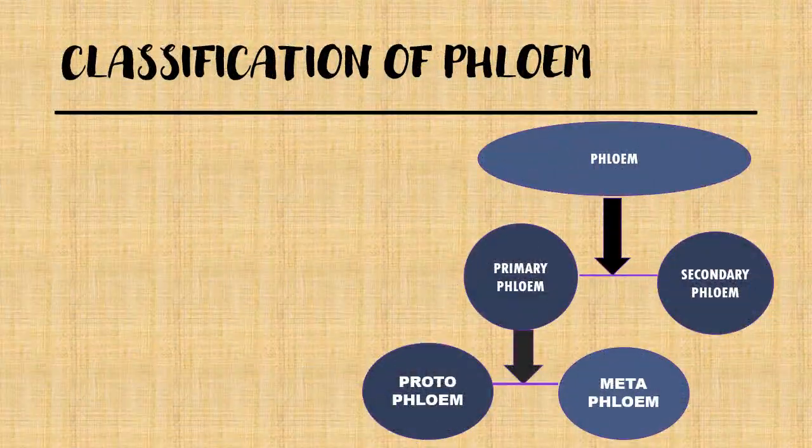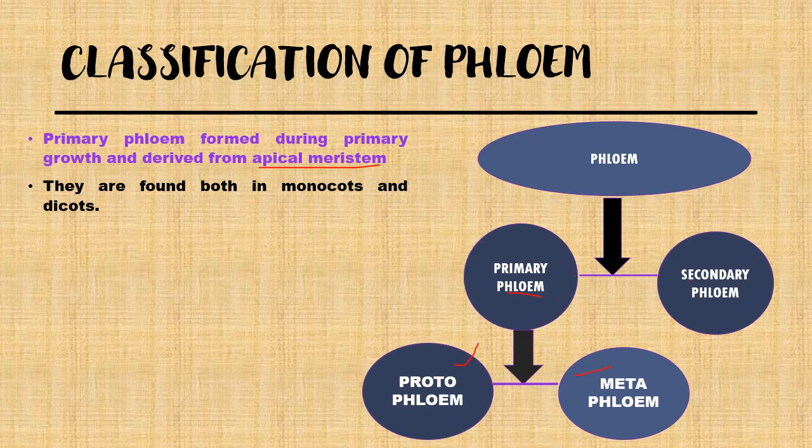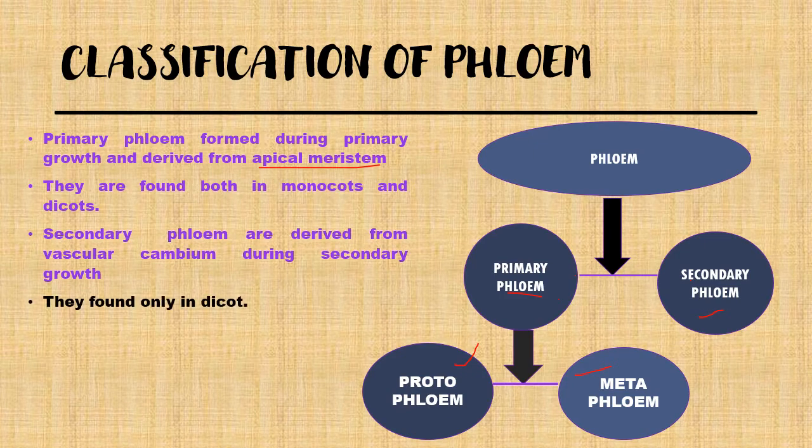Classification of phloem. Phloem is classified into primary phloem and secondary phloem. Primary phloem is of two types, protophloem and metaphloem. Primary phloem is found during primary growth and is derived from apical meristem, and it is found in both monocots and dicots. Whereas secondary phloem is derived later during secondary growth. It is found only in dicots.